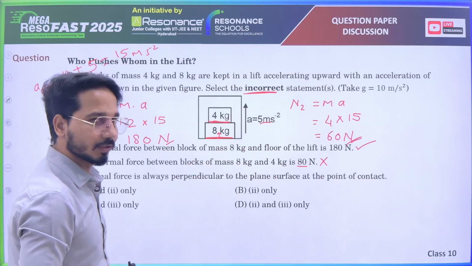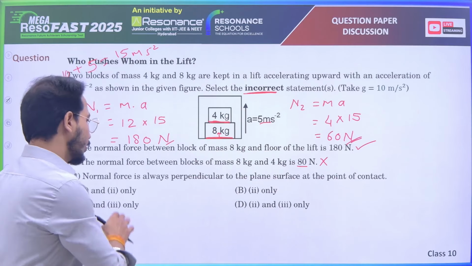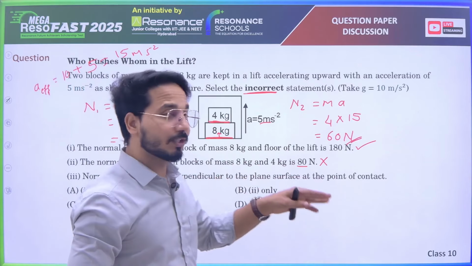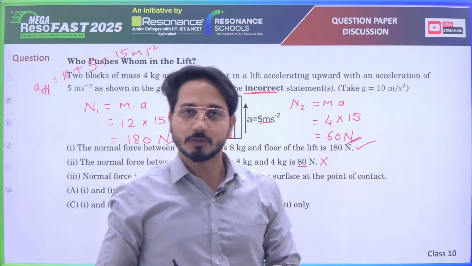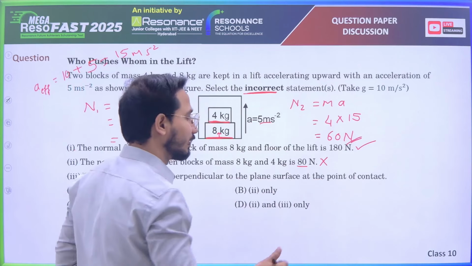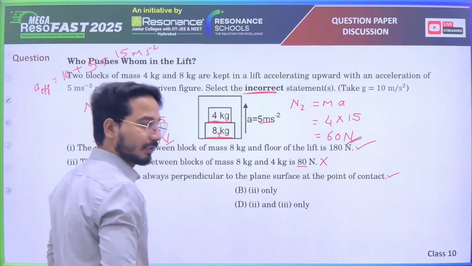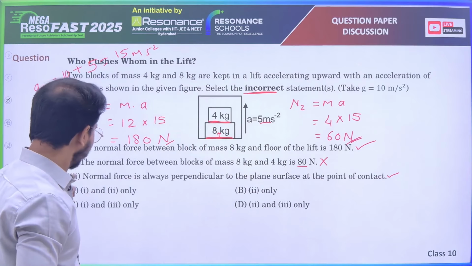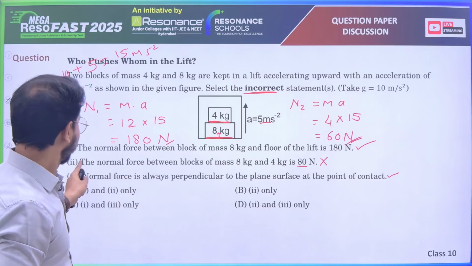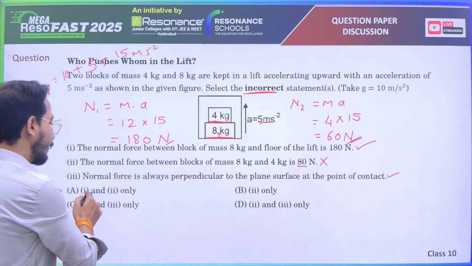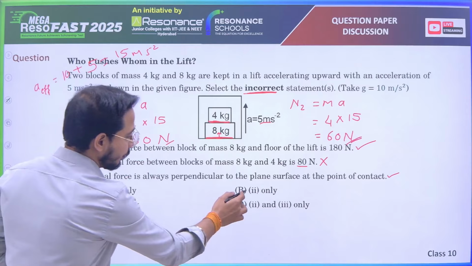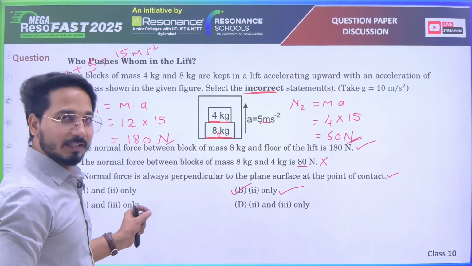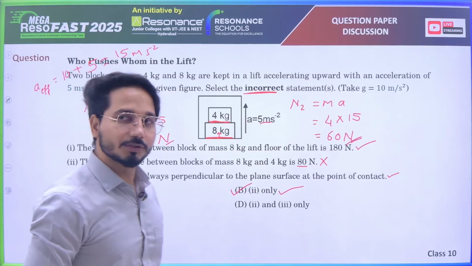That is 60 Newton. Now the third statement: normal force is always perpendicular to the plane surface at the point of contact. It's very clear from the statement itself that this statement is absolutely correct, right? So what was the question asking us? Select the incorrect statement. Among these, which one is incorrect? Second one only. So the option is B, second only. So this is our correct answer for this question, right?